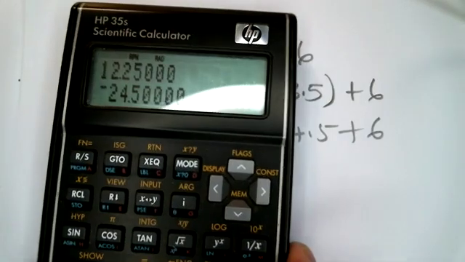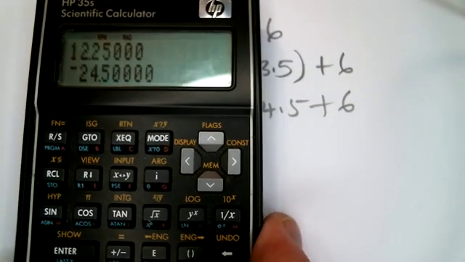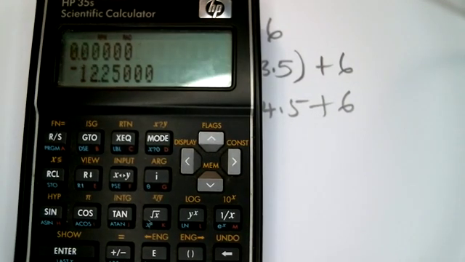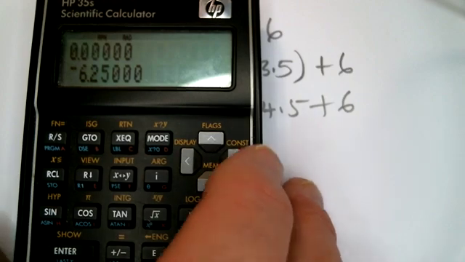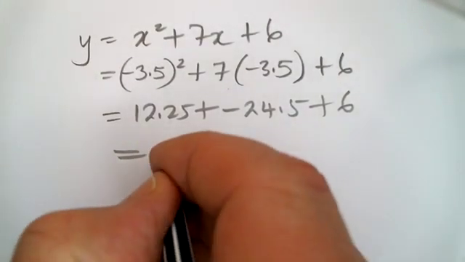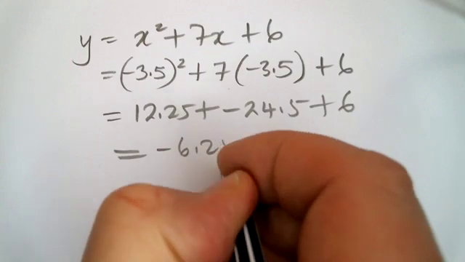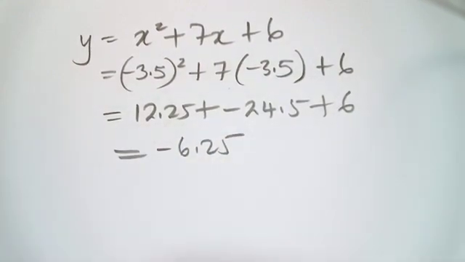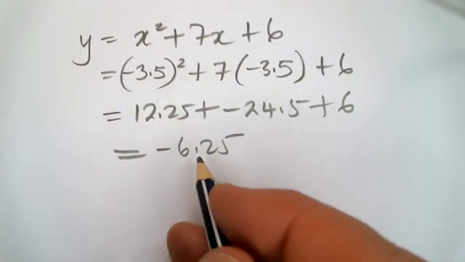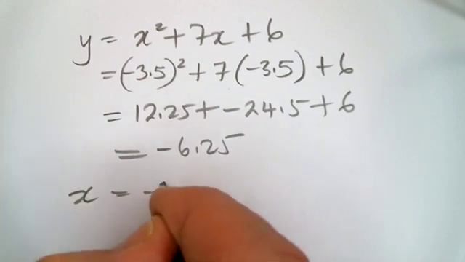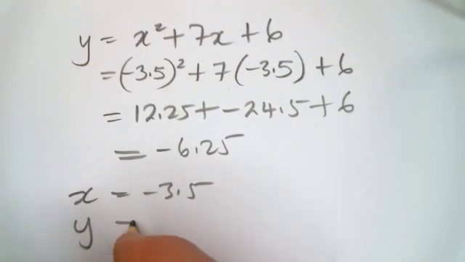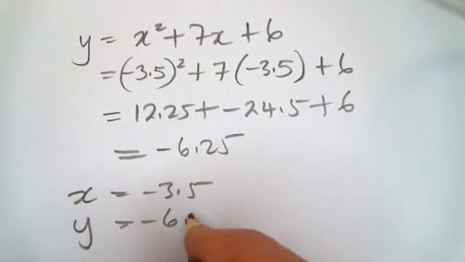So now I can just add those together. Here we go. I'll add those, and I'll put a 6 in there and add that in as well. And the answer is negative 6.25. So the y value is negative 6.25. So what we've found is the coordinate where the vertex is. We know the x value was negative 3.5, and the y value is negative 6.25.